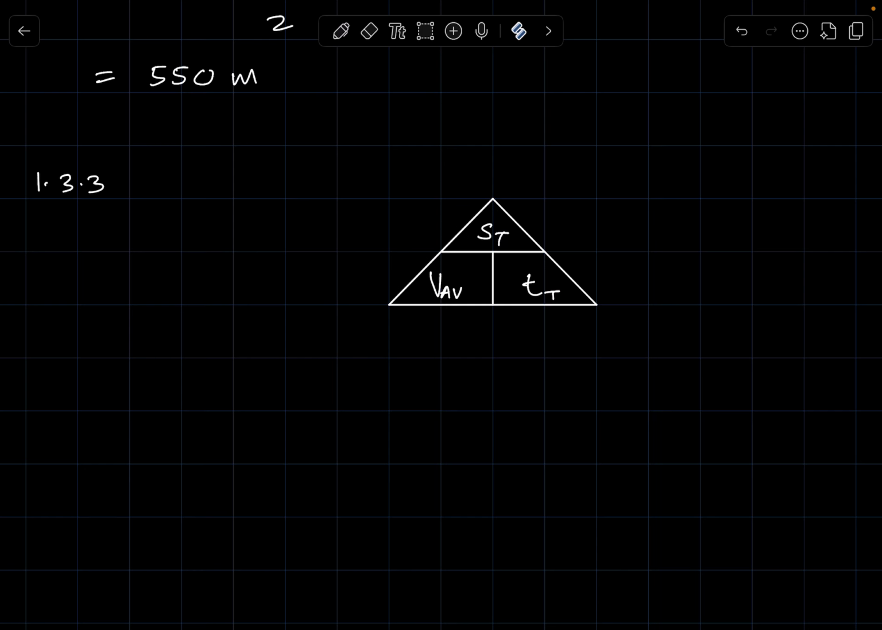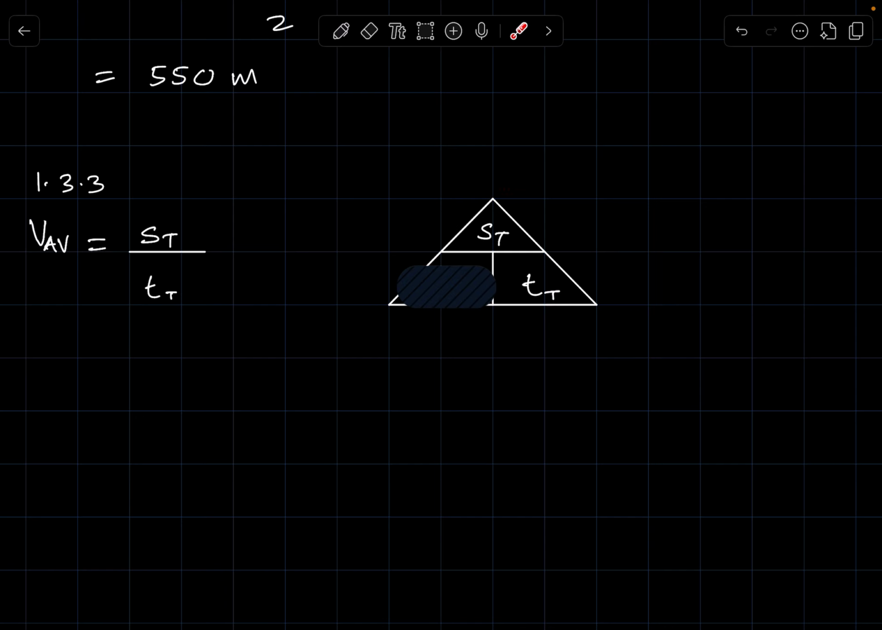Right, so using this triangle, what is it that we are looking for? V average. So you block that. We're looking for V average. So blocking V average, you are left with S divided by T. So it means that V average is equal to total distance divided by total time. Right, that is how you use this triangle.